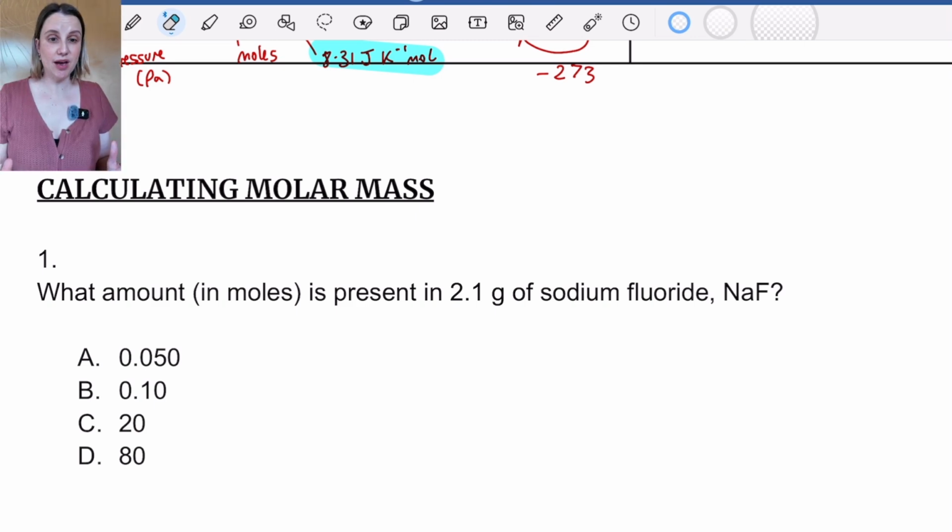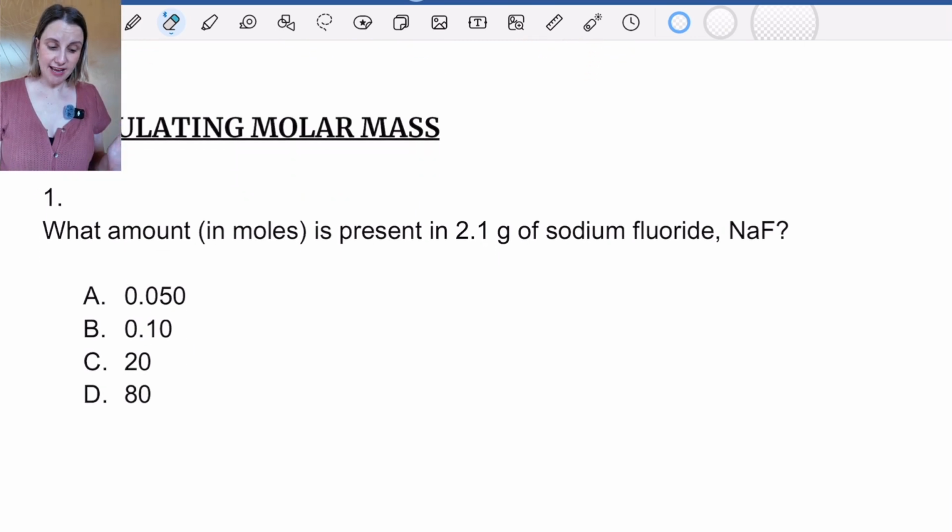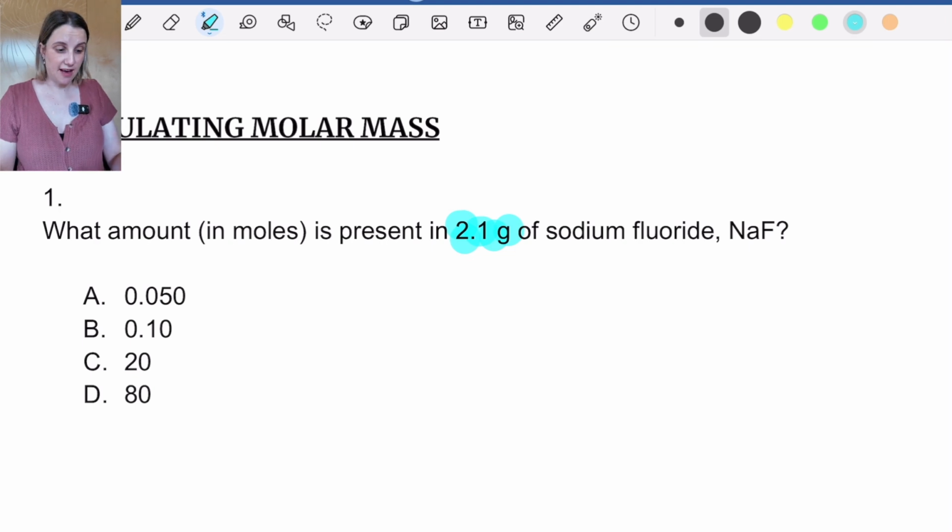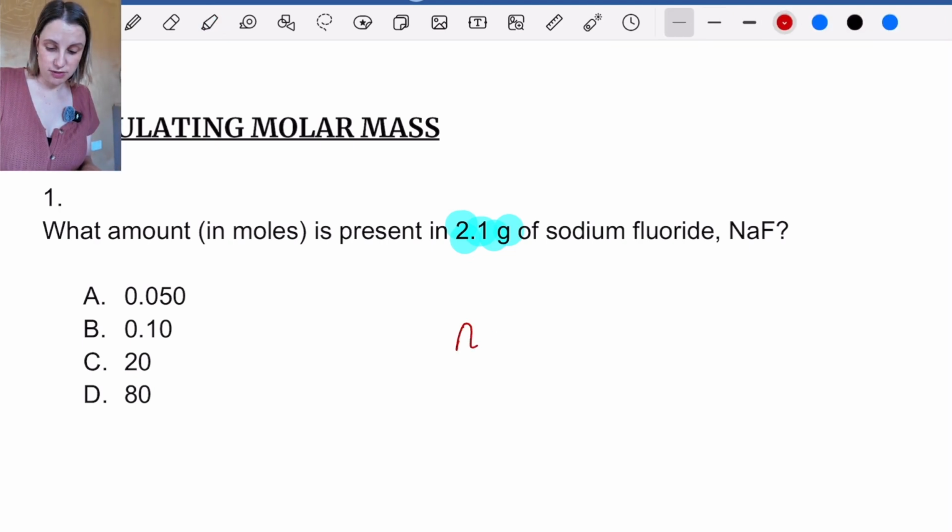Right, let's talk about how we calculate molar mass. So you might get a question like this, which is what amount in moles is present in 2.1 grams of sodium fluoride? So the fact that you've got that it's 2.1 grams here is telling you that you're definitely using that first equation, the moles equals mass over relative formula mass.